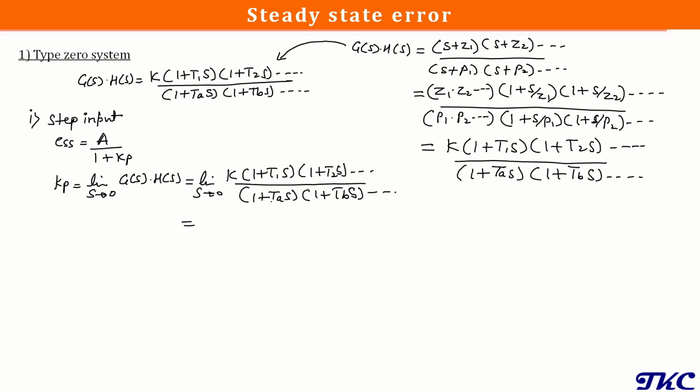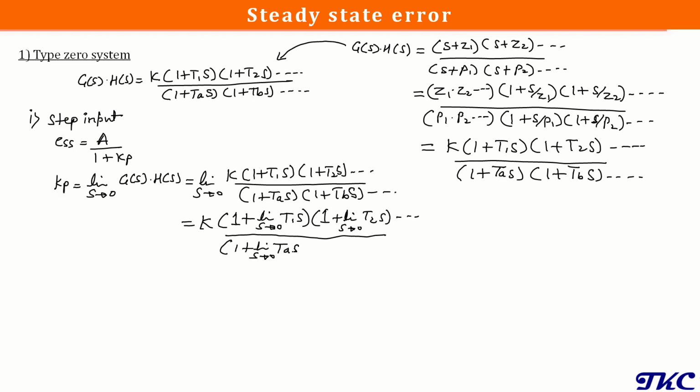So when we apply the limit to this type 0 system, since k is constant, it will come outside. In the numerator, 1 is constant, so we will have 1 as it is, plus limit s tends to 0 of t1 of s, then same, 1 plus limit s tends to 0 of t2 of s, and so on. In the same way, in the denominator also we will apply the limit. So we will have 1 as it is, plus limit s tends to 0 of ta of s, 1 plus limit s tends to 0 of tb of s, and so on.